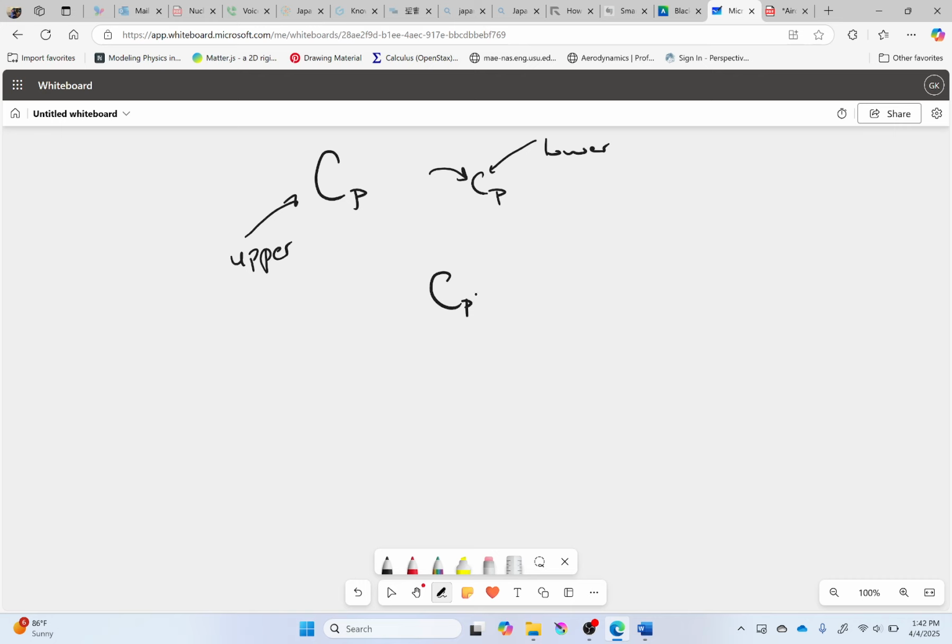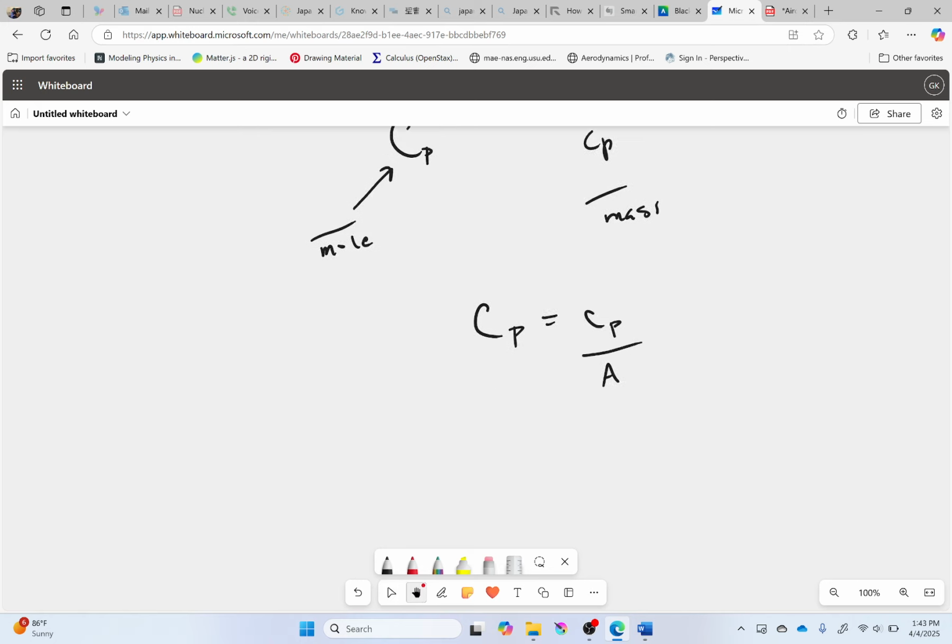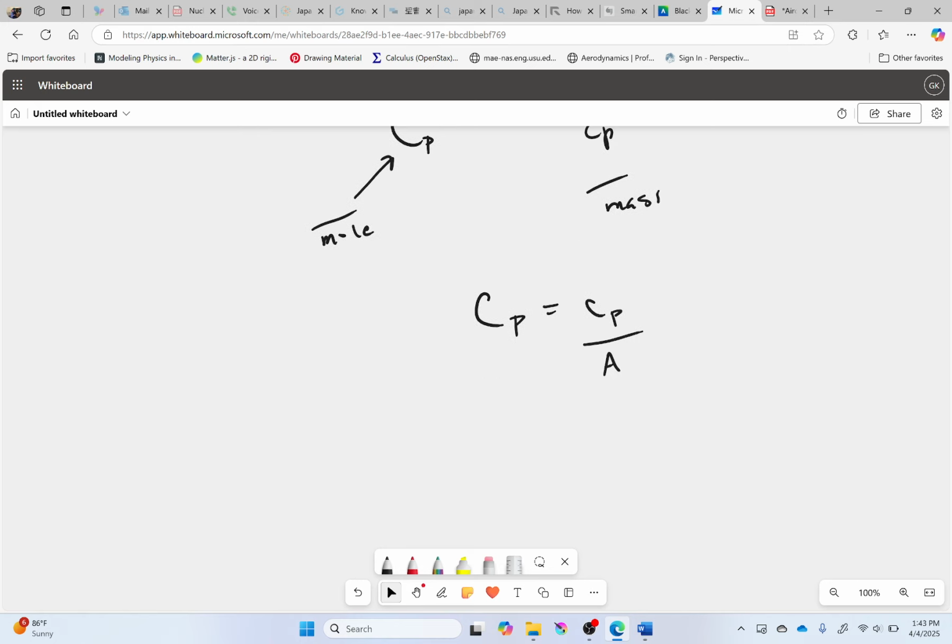Well, heat capacity is per mole. Specific heat is per mass. So that's the conversion you have to do between the two of them. So we're going to say, okay, heat capacity is equal to the specific heat, lowercase there, divided by the atomic weight. There are also some conversions we'll have to do in here to make it nice, but that's the basis.